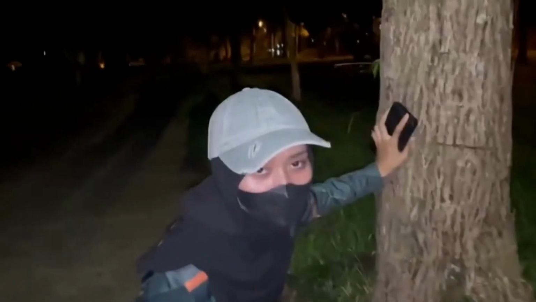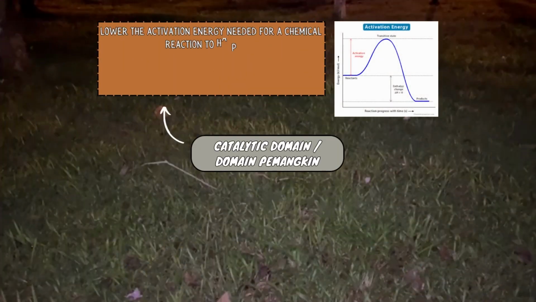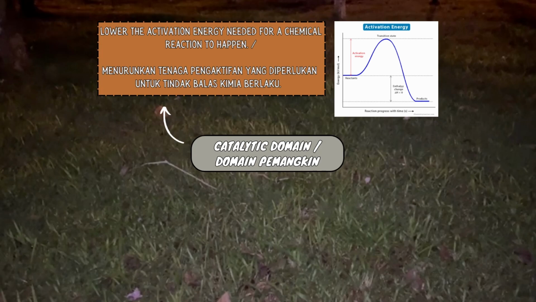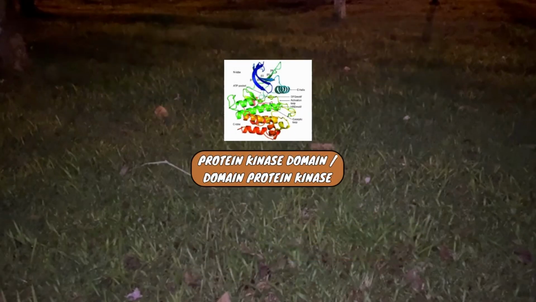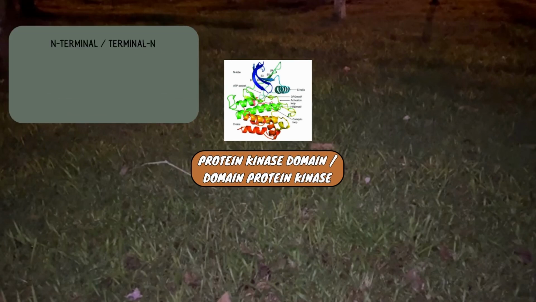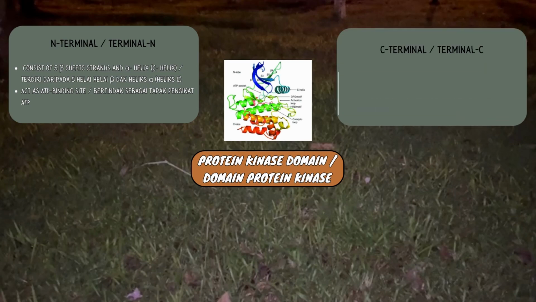We're picking up a wild catalytic domain here. Catalytic domain functions in lowering the activation energy for a chemical reaction to happen. One of the examples is the protein kinase domain. The protein kinase domain has N-terminal, which has a structure of 5 beta sheet strand and alpha helices and act as ATP binding site. Next is the C-terminal, consists of 6 alpha helices and act as substrate binding site.